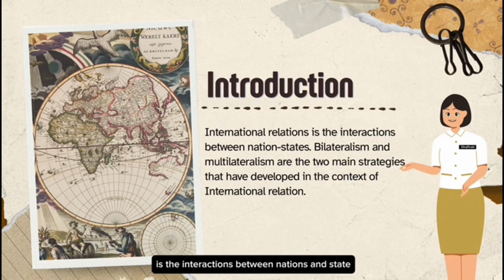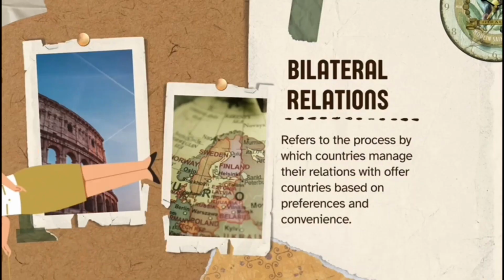So today I'm going to present to you guys about international relations. International relations is the interactions between nations and states as well as their connection with global organizations. So, under international relations, we have bilateral and multilateralism. These two main strategies have developed in the context to resolve disputes between states.